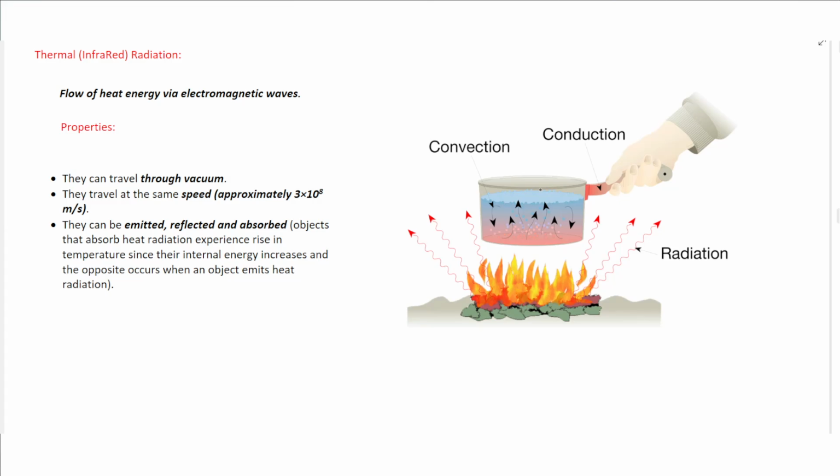That does not mean that radiation does not flow through other materials. Radiation can travel through anything, solids, liquids, gases, and vacuum. But in vacuum, it has the highest speed, which is 3 times 10 to the power of 8 meters per second. It can be emitted, reflected, absorbed, like all other waves.